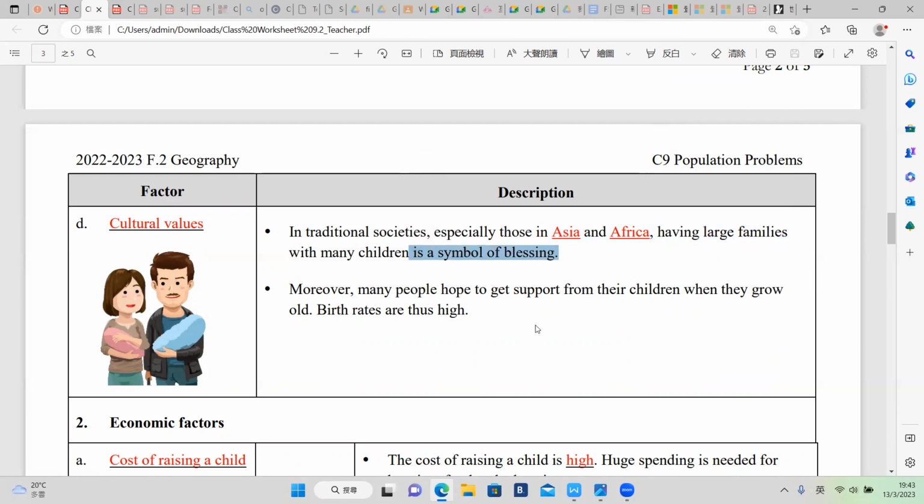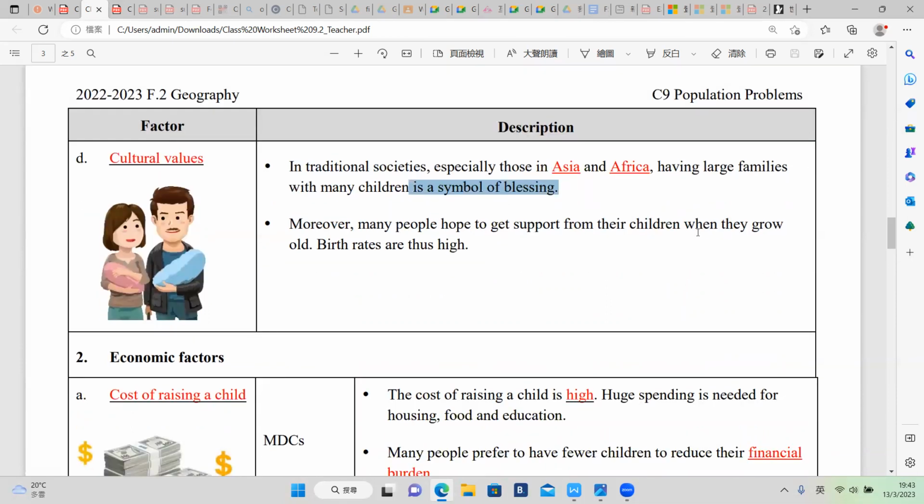Moreover, many people hope to get support from their children, "養兒防老". We have a Chinese idiom about this: we raise the kid and then we have a safer and more secured elderly age. Then when they grow old, the birth rate is first high.